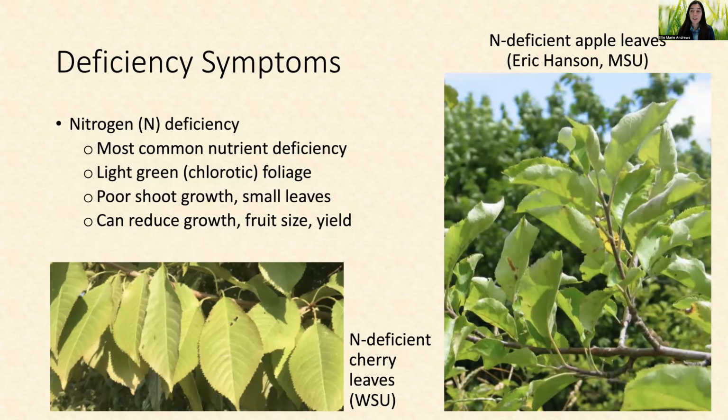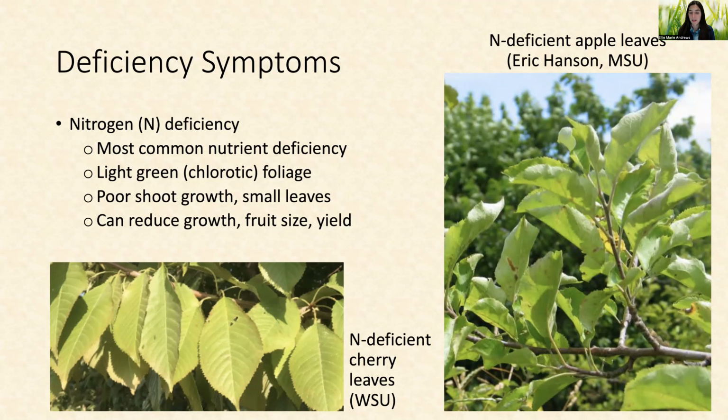So in general, nitrogen deficiency tends to be the most common nutrient deficiency across the board. So you're going to see light green foliage. So if I use the word chlorotic, or if you ever hear that again, that just means it's light green, it's kind of yellowing. It's not as dark green as it should be. You also probably see poor shoot growth or maybe smaller leaves. Nitrogen deficiency can reduce growth overall in the tree, fruit size, and yield.